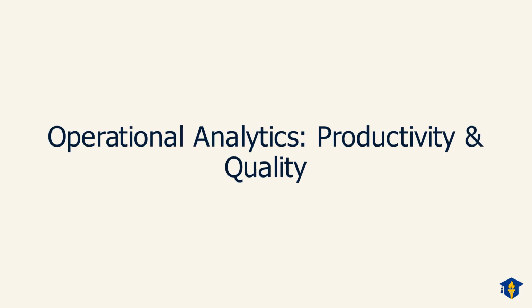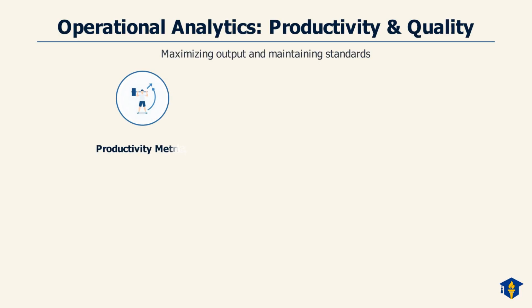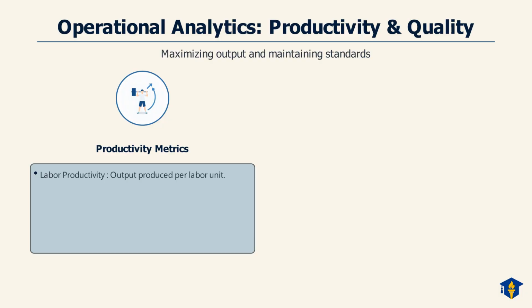We will now focus on operational analytics for productivity and quality. This involves maximizing output while consistently maintaining high standards. Let's start with productivity metrics, which measure efficiency. Labor productivity shows the output generated for each unit of labor input.